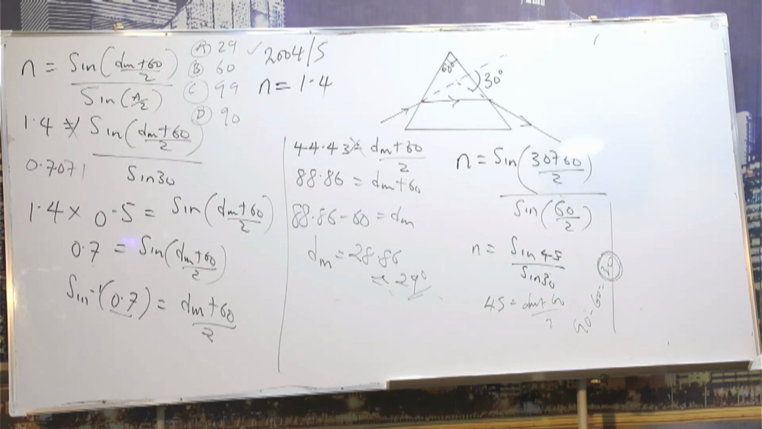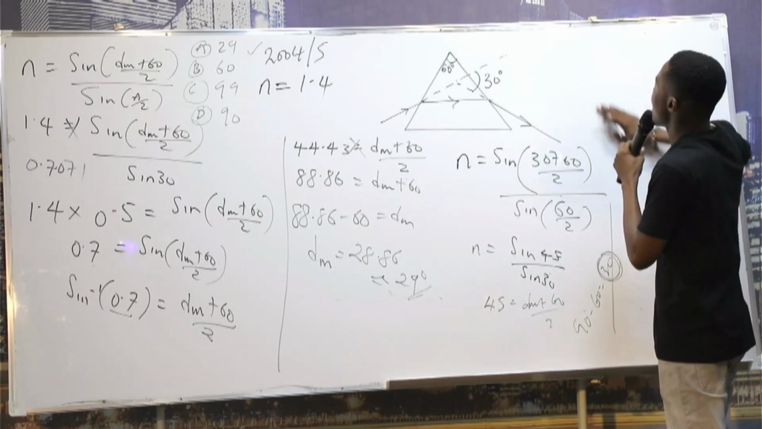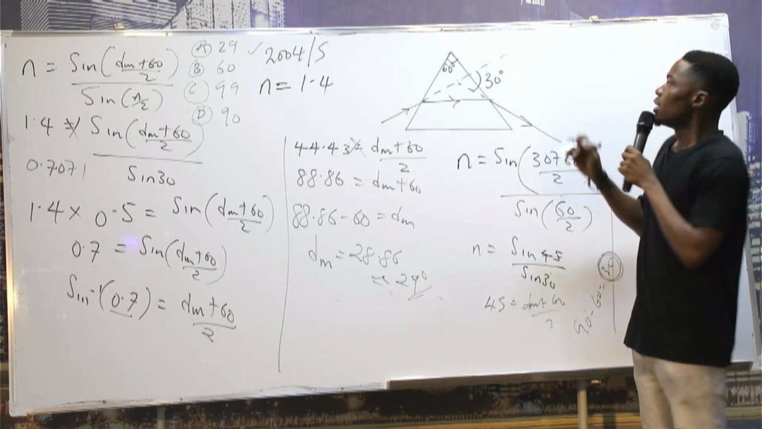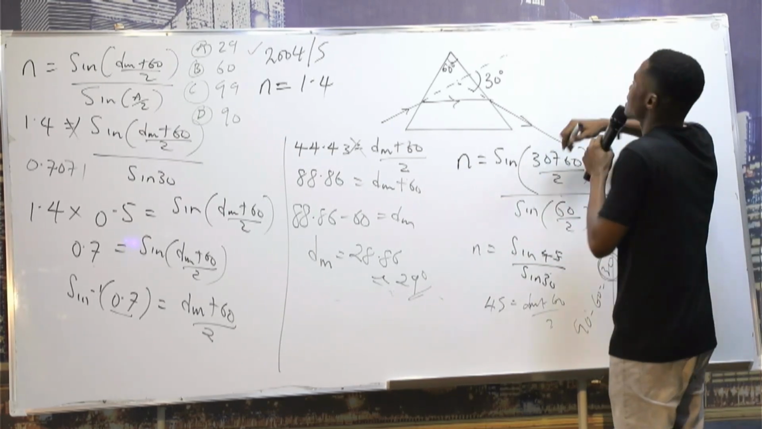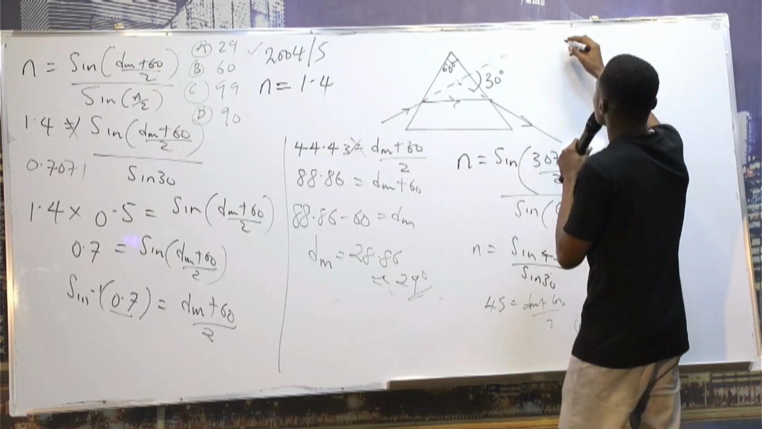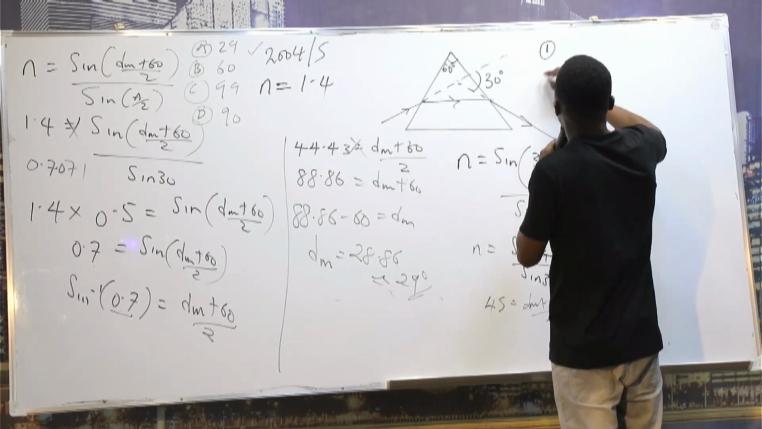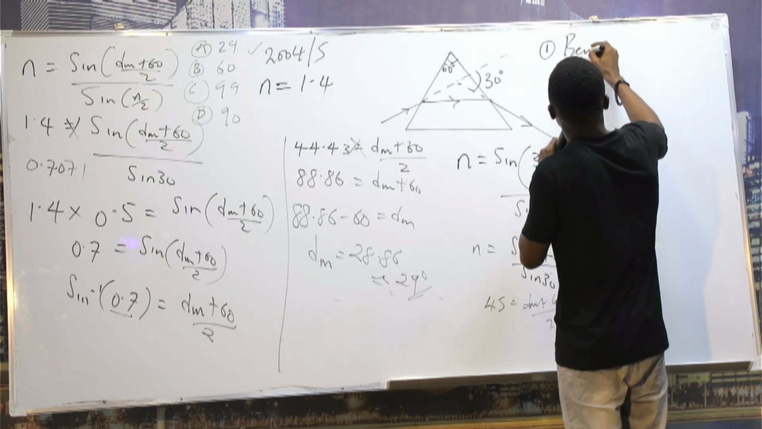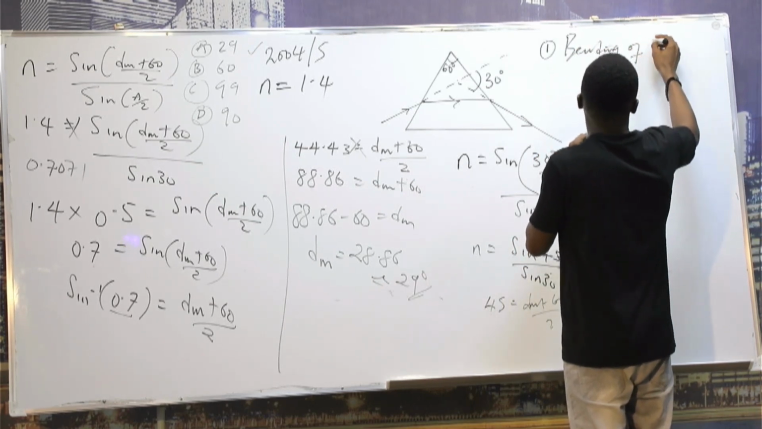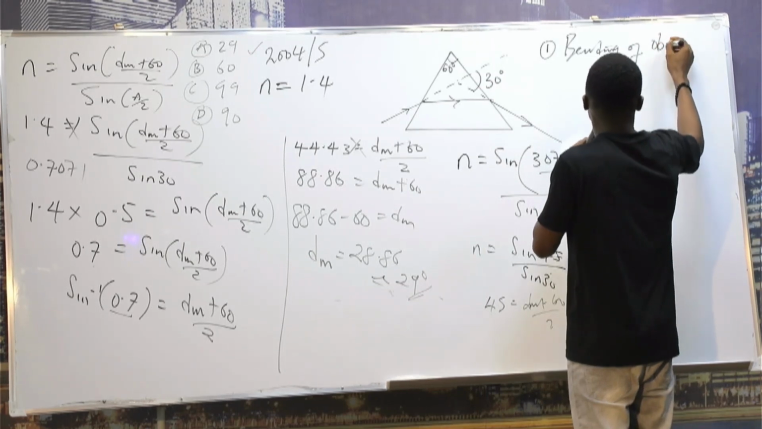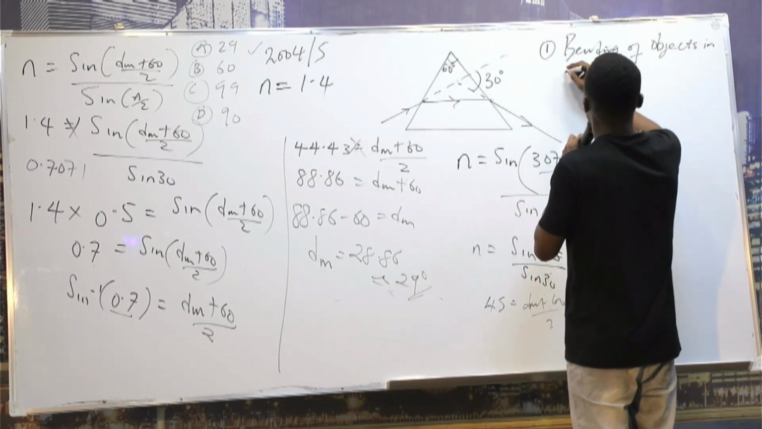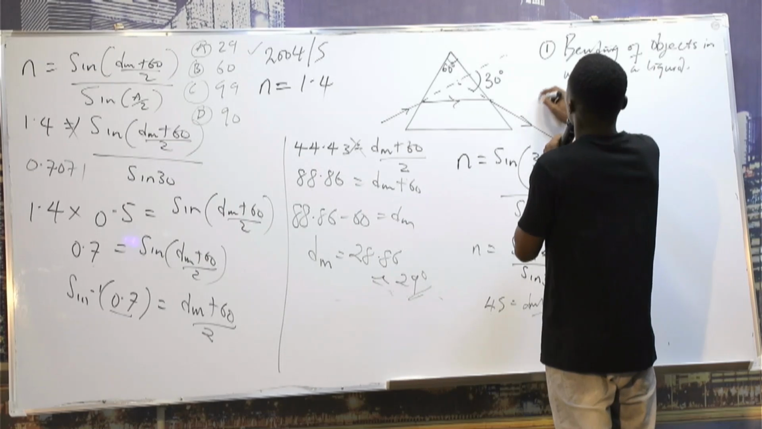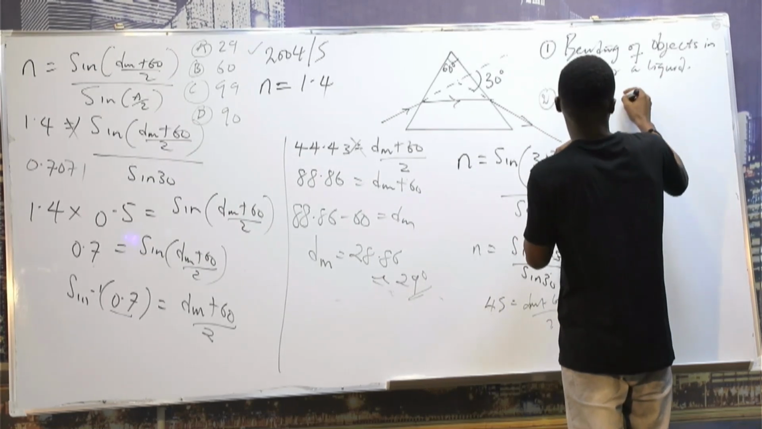Oh yeah, pay attention, listen and listen carefully. Class, there are so many areas that refraction can be observed in. We are going to discuss most of them, and in fact, let me just list them down for you so that we'll be taking them one after the other. For example, number 1, we are going to see the bending of objects in water or a liquid. We are going to study the fish-eye view.